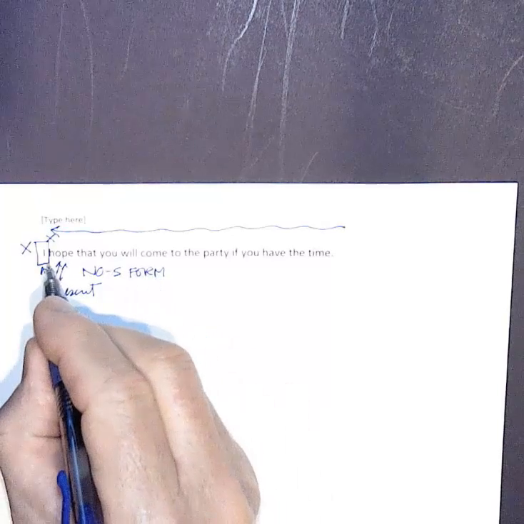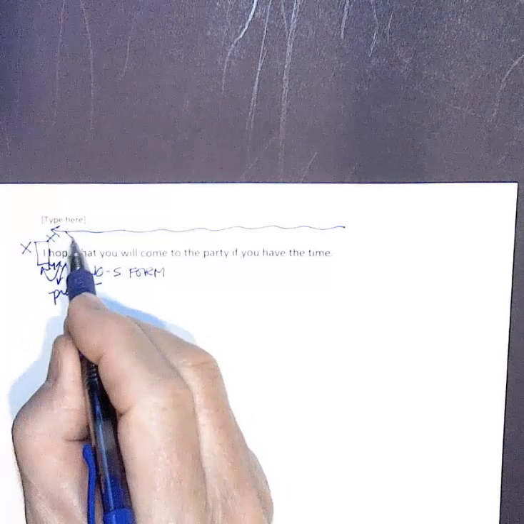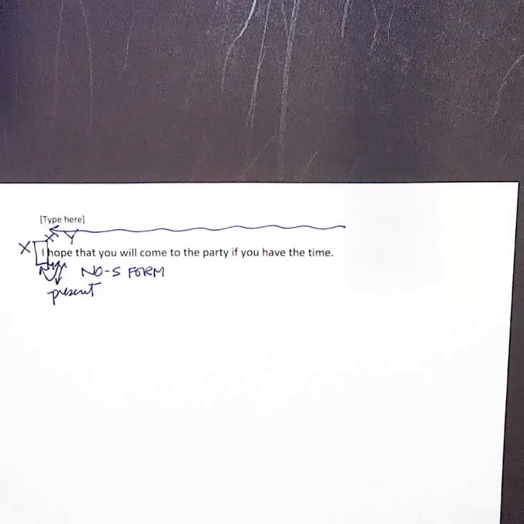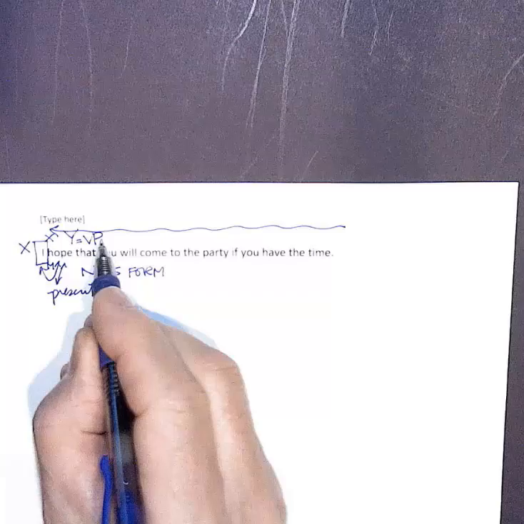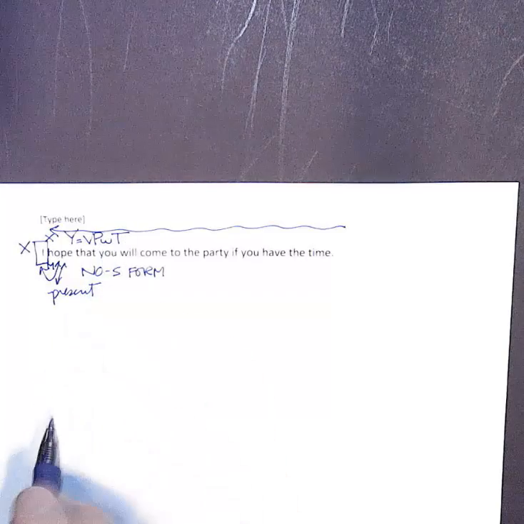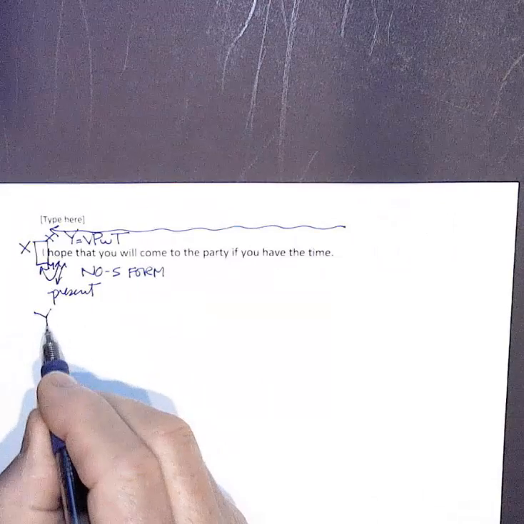The M place is empty, and Y is hope that you will come to the party if you have time. Y is a verb phrase with time. Let's rewrite the Y.